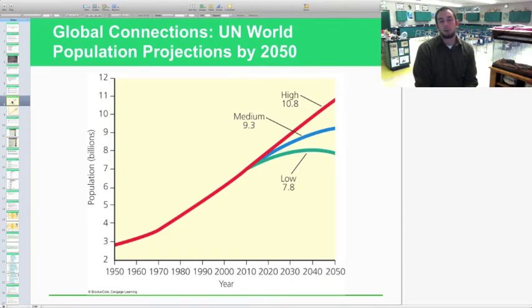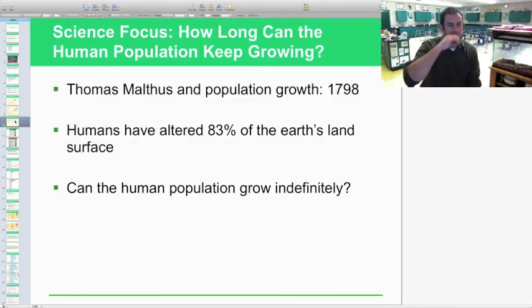This is the global connections: the UN world population projection for 2050. It could be as high as 10.8 billion if we continue growing at the current rate. It could be somewhere in the medium, like 9.3, which is what they usually predict, or even go lower, 7.8, if we get our growing populations under control and limit their growth. So it just depends on where we are in another 25 to 30 years.